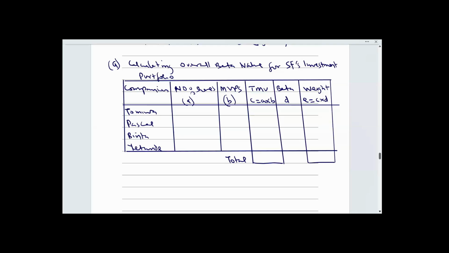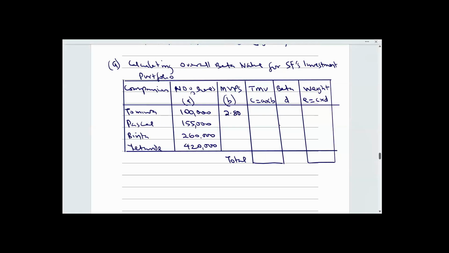So, give me the number of shares for each company. 100,000 shares for Tomiwa. 155,000 shares for Pascal. 260,000 shares for Binta. And then 420,000 shares for Yetunde. So give me market value per share. 280 kobo. Remember, when you say 280 kobo, you have to divide it by 100. So that will give you 2 naira 80 kobo.